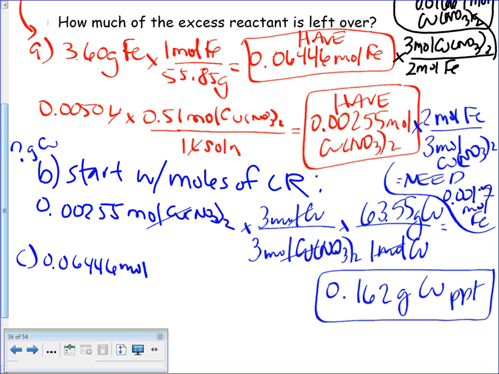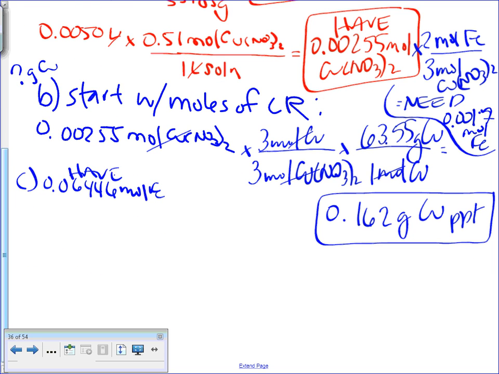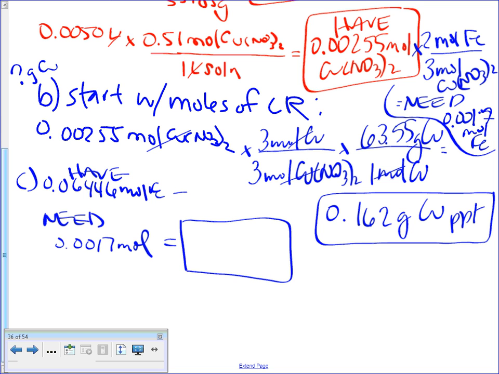0.06446 moles of iron. That's how much I have. And I'm subtracting how much I need, which is 0.0017 moles, to figure how much I have left over. So that's why it's really nice to label your haves and needs, because that way it's easy to find it in your math.